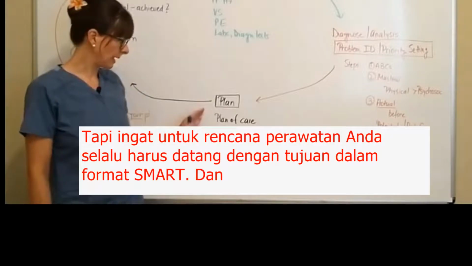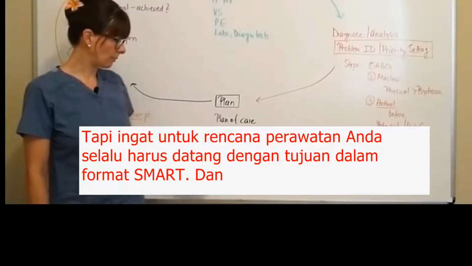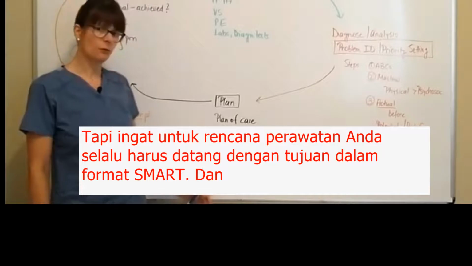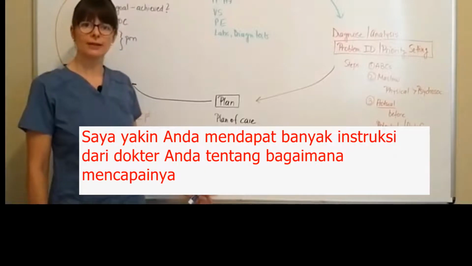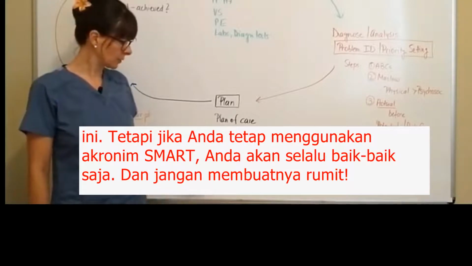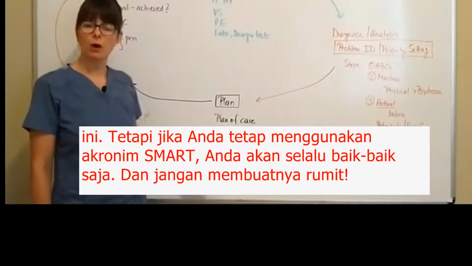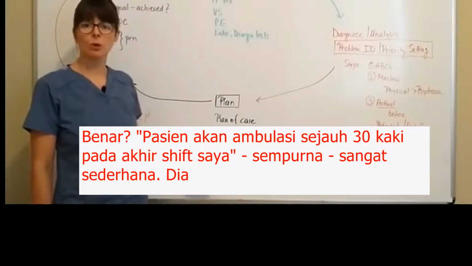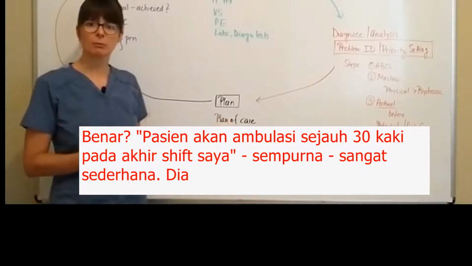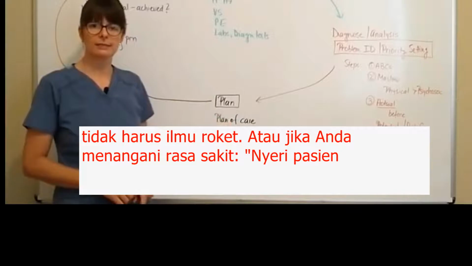But remember, for the plan of care, you always have to come up with the goals in the SMART format. And I'm sure that you've got plenty of instruction from your professors regarding how to accomplish this. But if you stick with the SMART acronym, you will always be okay. And don't make it complicated, right? Patient will ambulate for 30 feet by the end of my shift. Perfect. It's very simple. It doesn't have to be rocket science.